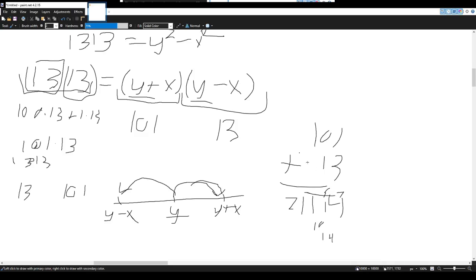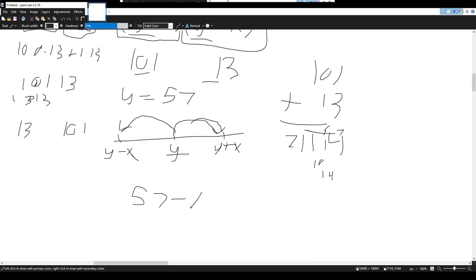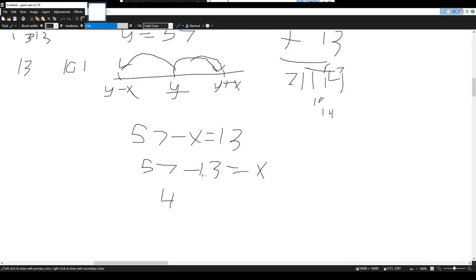So the average of these two numbers is 57, which means y is 57. And then it's pretty simple from there. 57 minus x equals 13, right? You can do some algebra there. 57 minus x equals 13. Add x to both sides, subtract 13. 57 minus 13 equals x, and that is 44. So now x is 44.